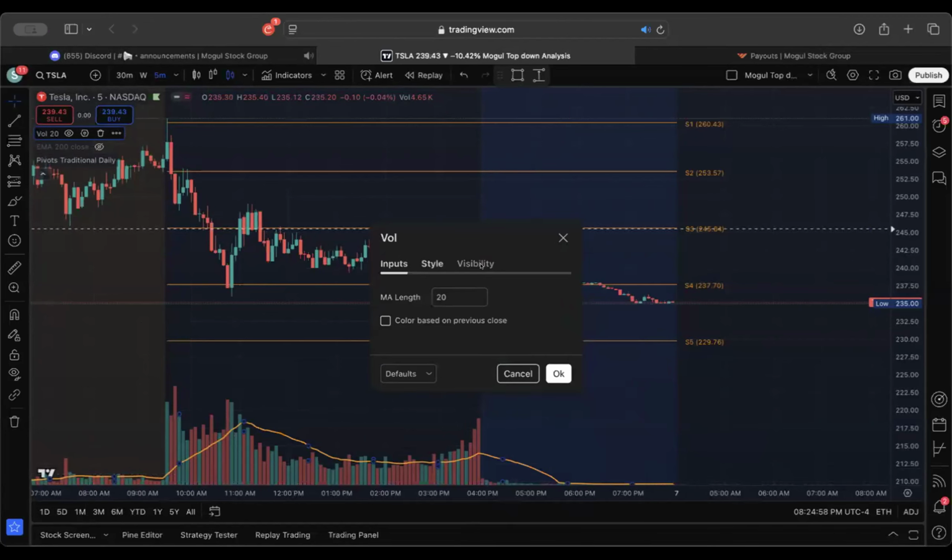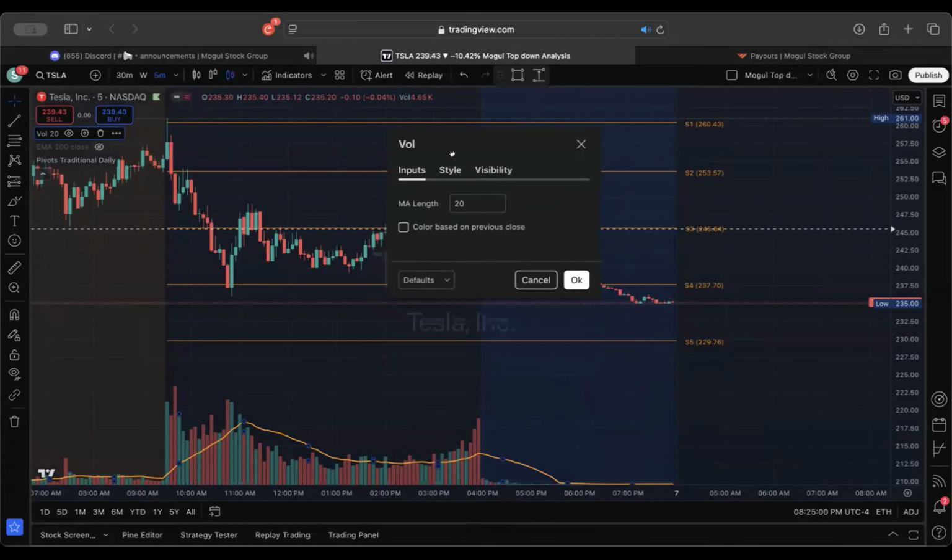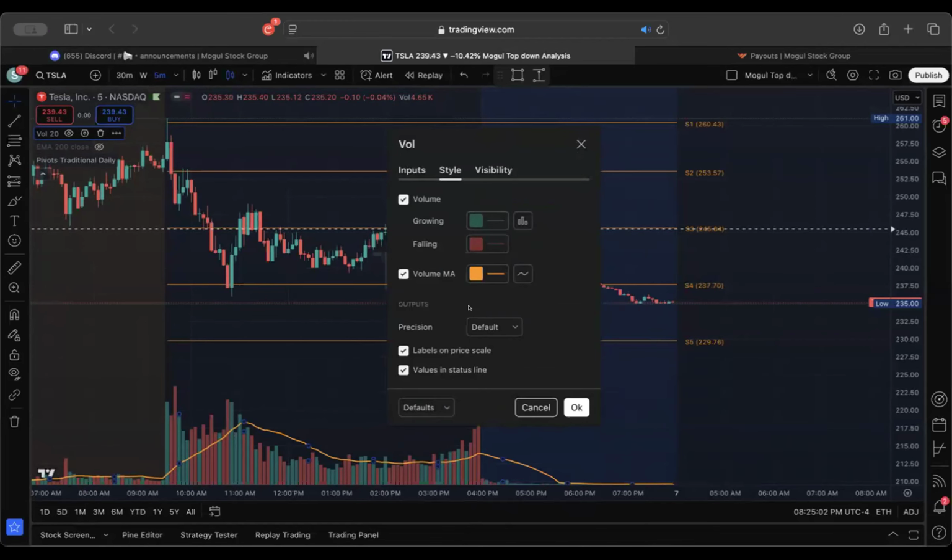Yes. So when you guys go to your volume, and it's crazy you have to do this, right? When it comes to TradingView, you're going to go to your volume and go to the style and turn on your volume moving average. Your volume moving average. Do you guys see it there?